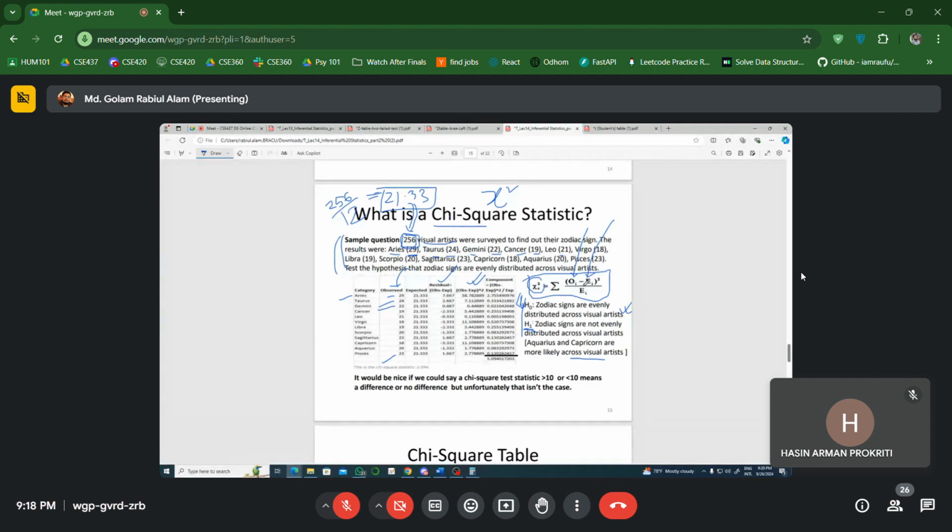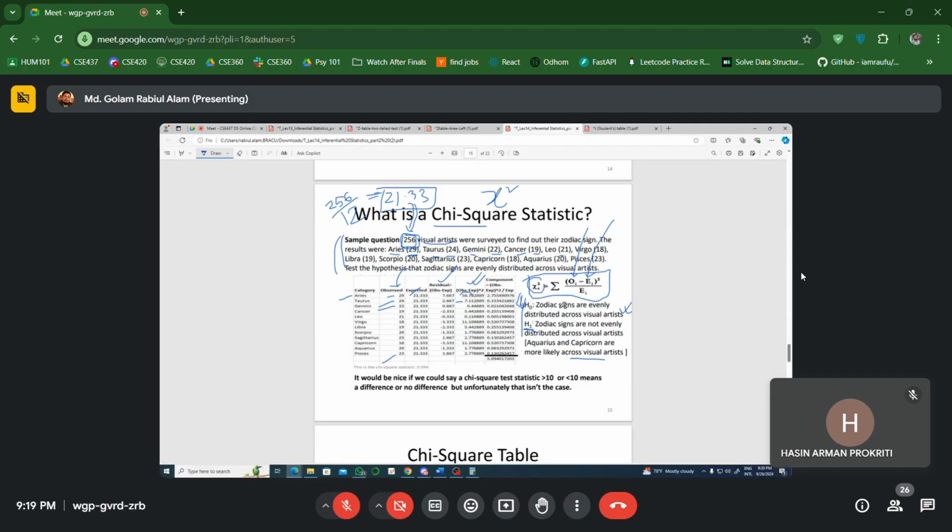Now we have to divide by the expectation. So 58.78 divided by the expectation, 21.33, gives 2.775. Similarly, 7.11 divided by 21.33 gives 0.334. In this way, we can calculate the component (O_i minus E_i) squared divided by E_i.